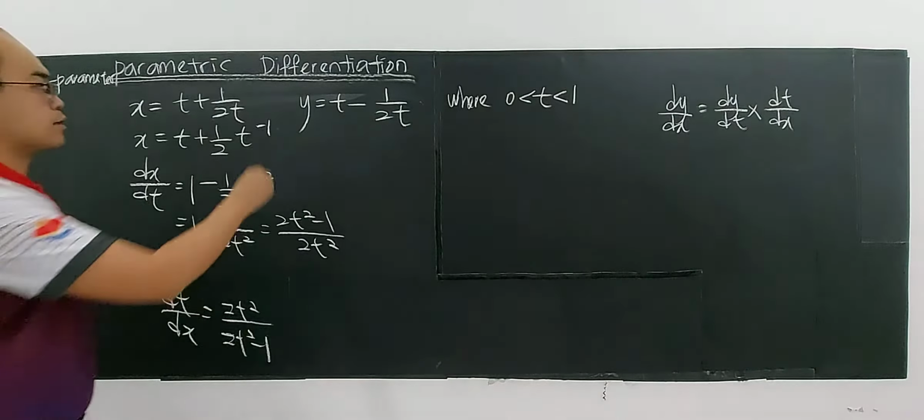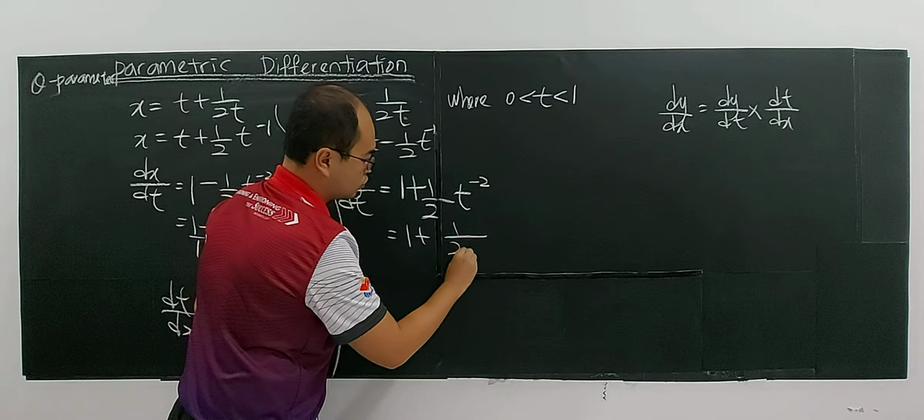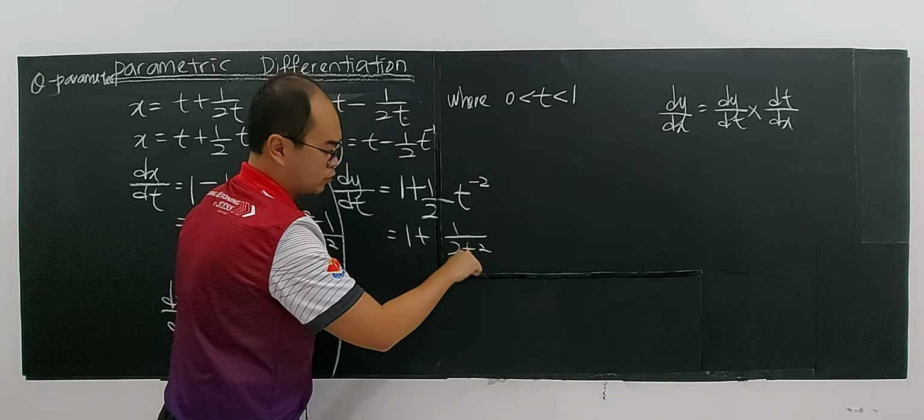So for this side, dy/dt, you have y equals t minus 1 over 2, t to the power of negative 1. So dy/dt is differentiate t, you get 1. Differentiate 1 over 2, t to the power of negative 1: negative 1 brought forward, negative 1 times negative gives positive 1 over 2, t to the power of negative 2. So which will be 1 plus 1 over 2t squared, right?